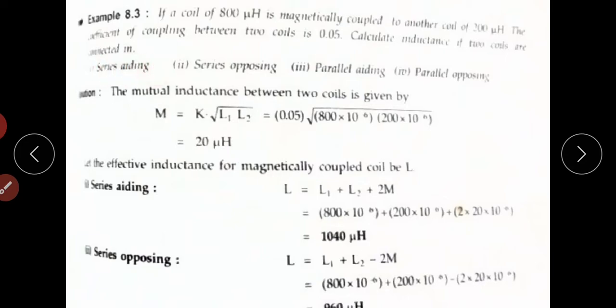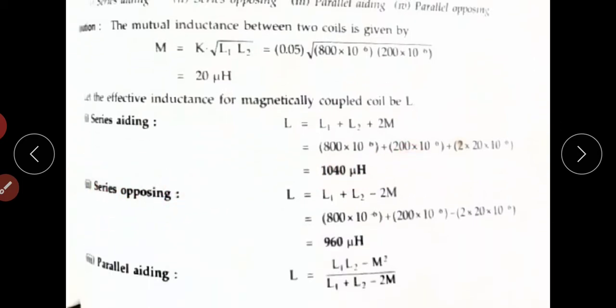First one, series aiding connection. In series aiding connection, the equivalent inductance equals L1 plus L2 plus 2M. Here L1 equals 800 microhenries, L2 equals 200 microhenries, plus 2 into M. This is the formula in case of series aiding: L equals L1 plus L2 plus 2M. By substituting the L1, L2 and M values, we get the equivalent inductance value, 1040 microhenries.